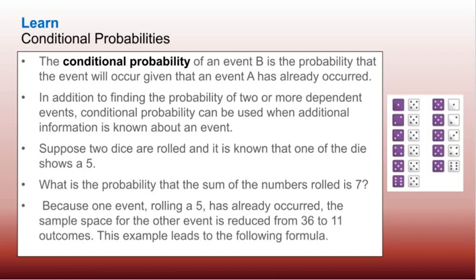Suppose two dice are rolled and it is known that one of the dice shows a 5. What is the probability that the sum of the numbers rolled is 7? Because one event, rolling a 5, has already occurred, the sample space for the other event is reduced from 36 to 11 outcomes. This example leads to the following formula.